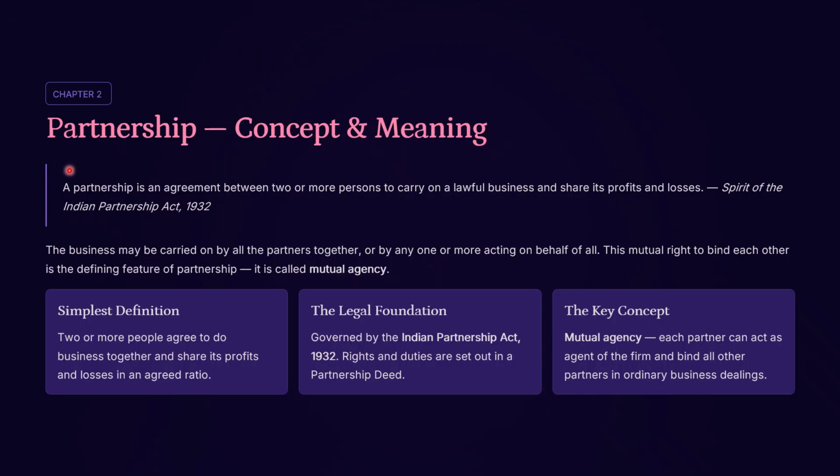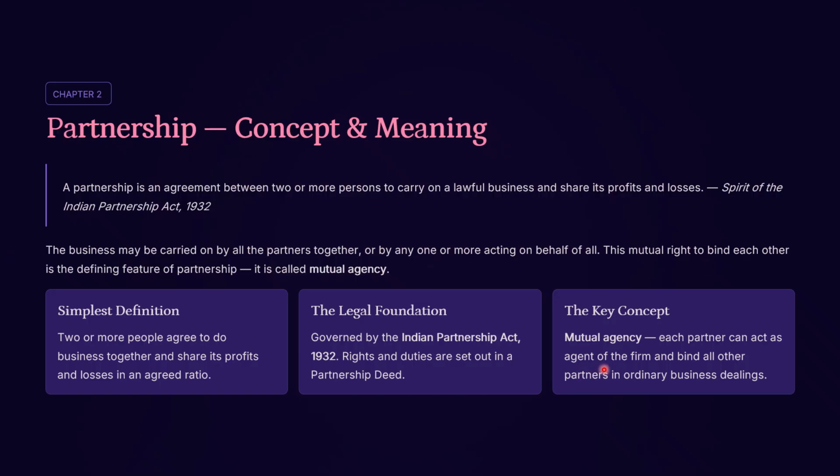Our next topic is partnership. A partnership is an agreement between two or more persons to carry on a lawful business and share its profit and losses. In India, partnerships are governed by the Indian Partnership Act, 1932. The business may be managed by all partners together or by one or more partners on behalf of everyone. This introduces the most important concept in partnership called mutual agency.